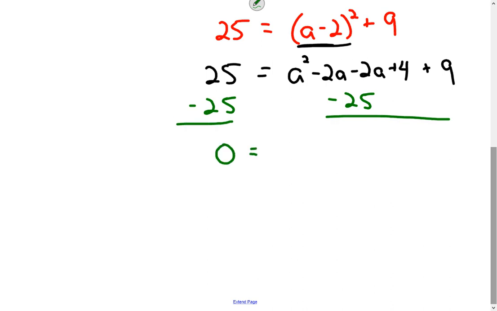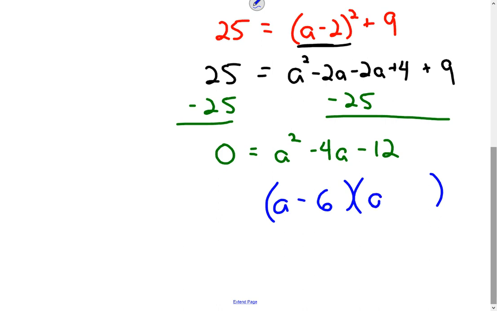So now I have 0 equal to a squared. This comes out to be minus 4a. And then I have plus 4 plus 9. I'm at 13. And 13 minus 12, or minus 25, should put me at minus 12. I notice that this one is factorable, so I'm going to solve it by factoring. Come up with my factors. I end up with a minus 6 and a plus 2 equal to 0.